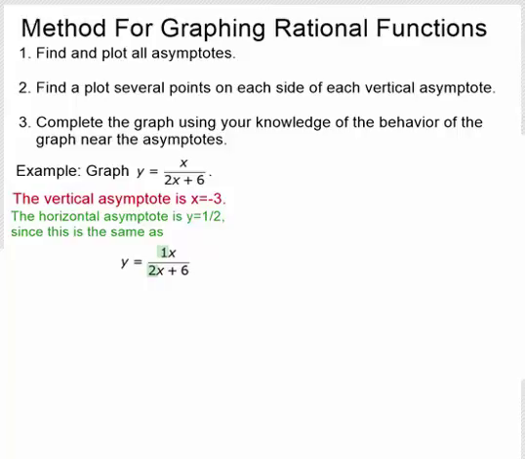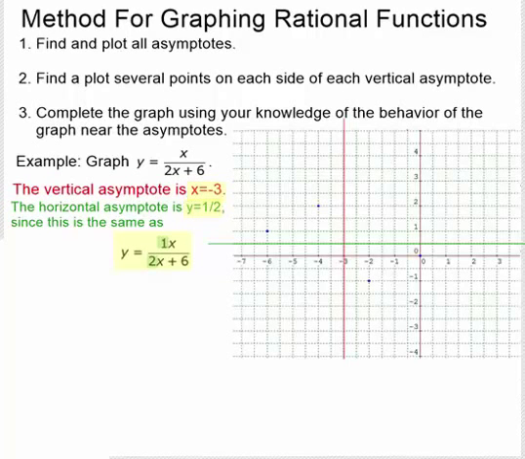So we use that second rule for horizontal asymptotes, where we take the ratio of the coefficients. y equals x over 2x plus 6 is the same as y equals 1x over 2x plus 6. The coefficients are 1 and 2, and the ratio is 1 over 2. So y equals 1/2 is our horizontal asymptote. x equals negative 3 is our vertical asymptote. Now let's plot them. Okay, I've plotted the line x equals negative 3, this vertical line right here, and I've plotted the line y equals 1/2, which is this horizontal line right here.